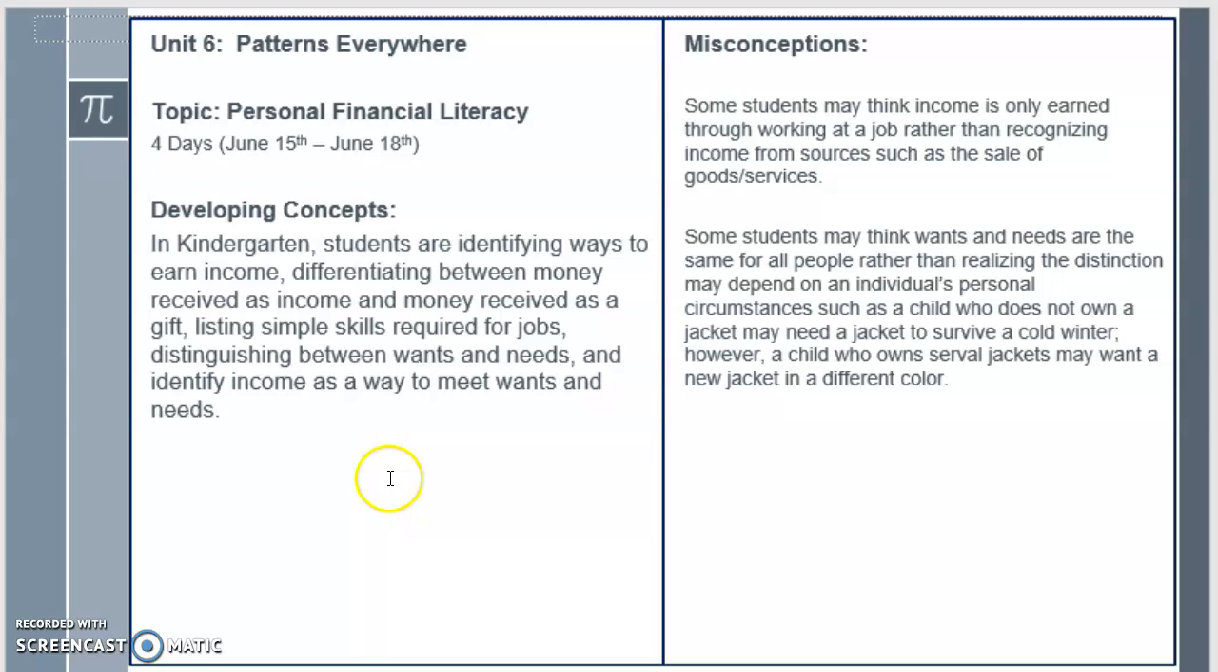Again, in kindergarten, students are identifying ways to earn income and differentiating between money received as income and money received as a gift. So some misconceptions students may have would be that income is only earned through working a job rather than knowing that it can come from goods and services and the sale of those goods and services. They may also think that wants and needs are the same for all people rather than realizing that for each person, a want may be different than someone else's want and a need may be different than someone else's need also.